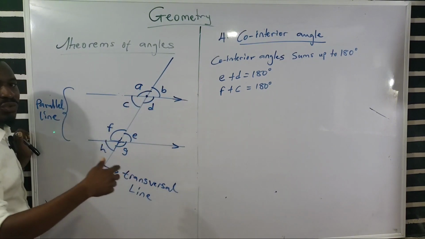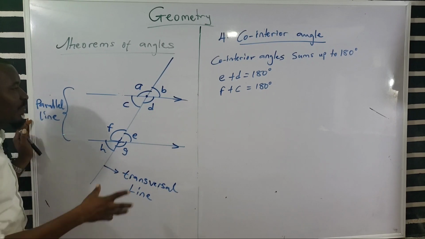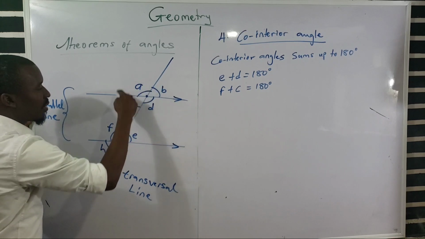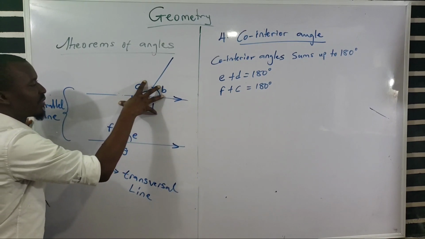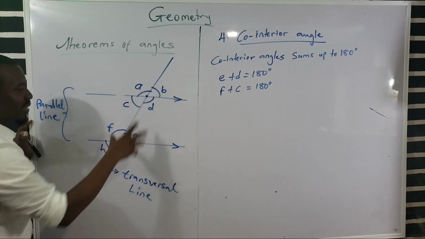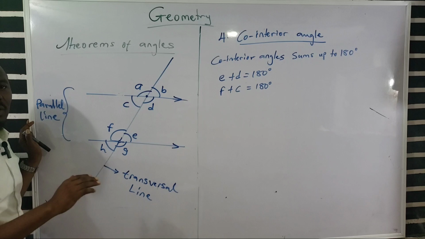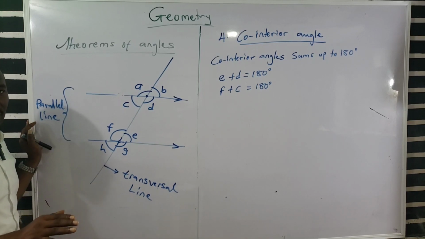We also have sum of angles at a point. So all these angles here, they all sum up to meet at this point. So the sum of these angles will give you what? 360. So this diagram helps in explaining a lot on angles.